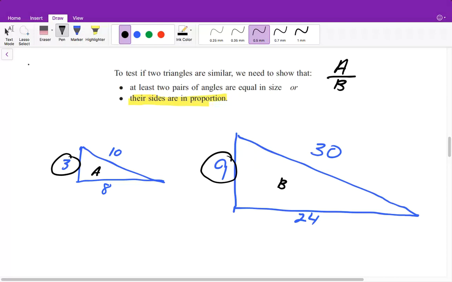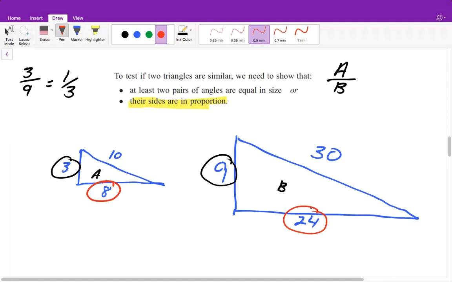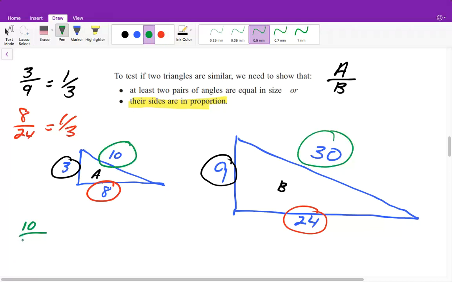So I can then create that fraction of 3 over 9, and that reduces to 1/3. Then I can move on to the next one. I would know that 8 would have to correspond with 24 if they're similar, because 8 is the middle side and 24 is the middle side. So if they're going to be similar, the two middle sides would be corresponding. Then I can put these into a fraction, 8 over 24, and that also reduces to 1/3. And then we would have to test the last one. So these two would have to be corresponding, and 10 over 30 reduces to 1/3.